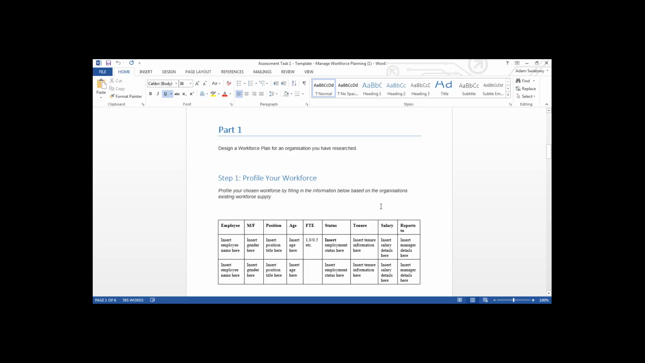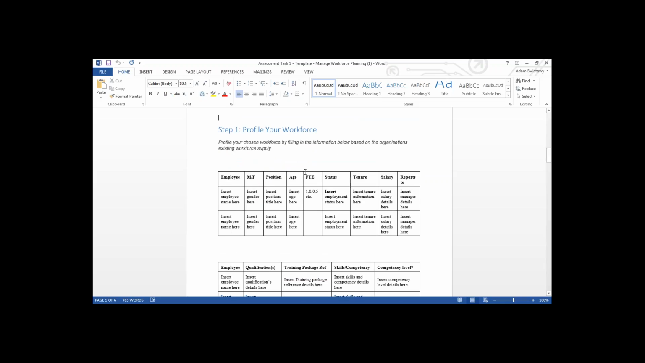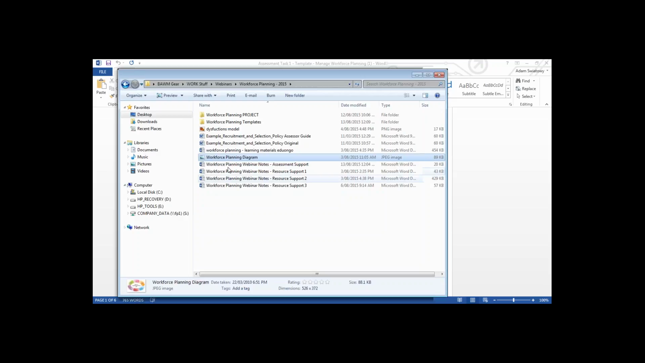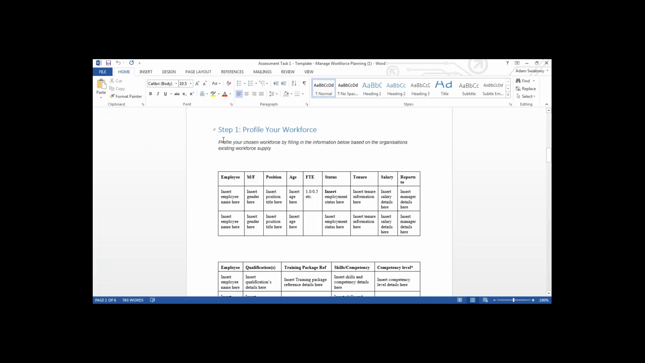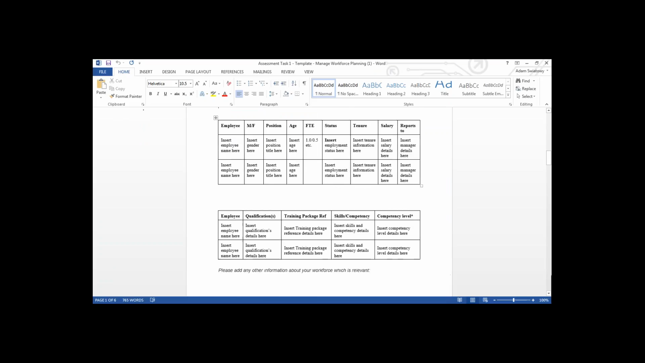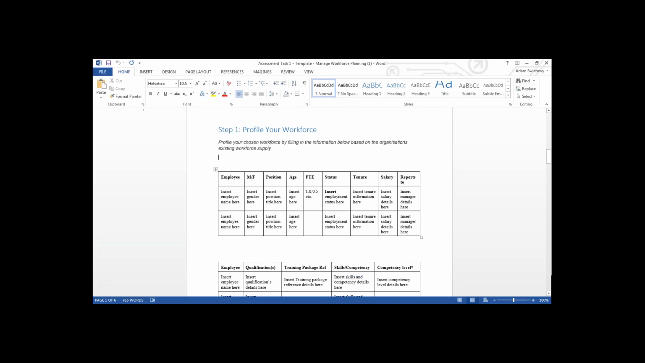And so this is exactly what you'll need to do from this point. So your first step, if we go back and have a look at the little diagram here that we used in our first workshop talking about the actual workforce planning cycle. The very, very first step in a workforce plan is actually profiling and doing analysis on your own workforce. And again, when we're talking about workforce, we're talking about the people that are involved at work. That's what we mean by a workforce. So to profile your workforce, all you need to do in this step is actually just fill in the boxes that are provided for you.